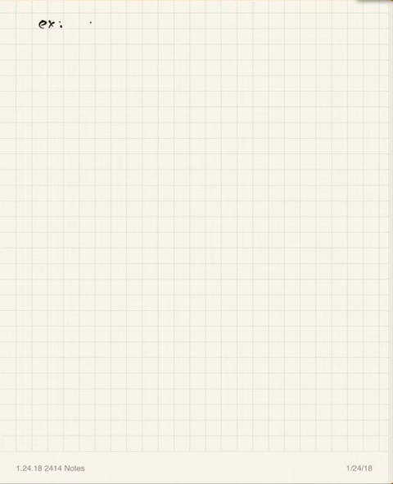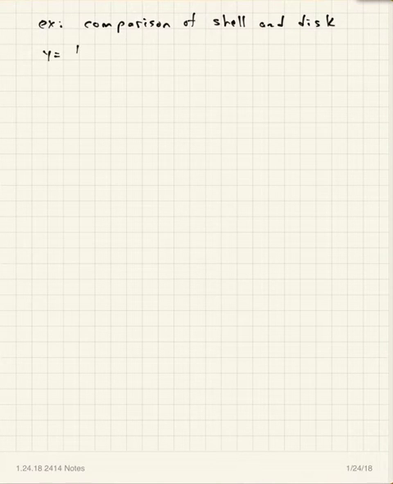So in this next example, we're going to look at a comparison of shell and disk. All right, so let's say we have the function y equals 1/2 x squared plus 1. And we're talking about the region that's inside that curve, and the y-axis, and y equals 3, and x equals 2.